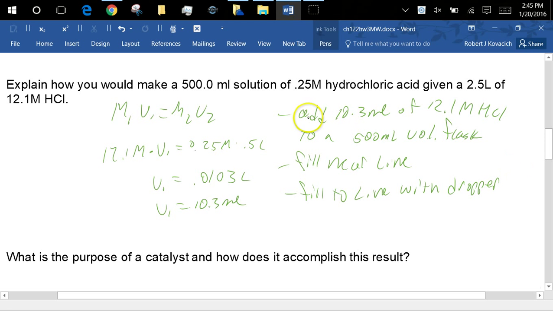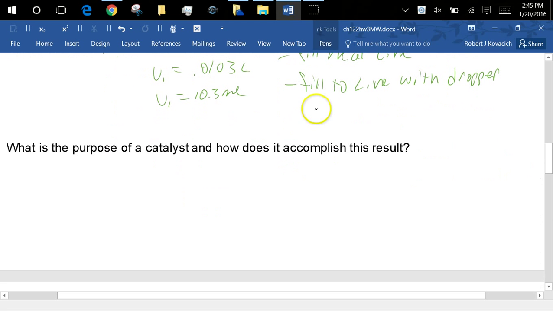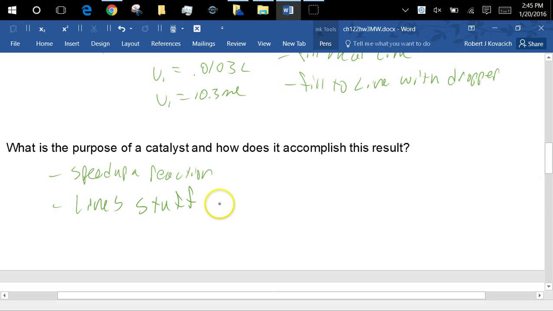Okay. Purpose of the catalyst? Speed up a reaction. That's all it's supposed to do. How does it do that? Make sure they orient. More surface area. It's not more surface area. Line stuff up. It's about orientation.